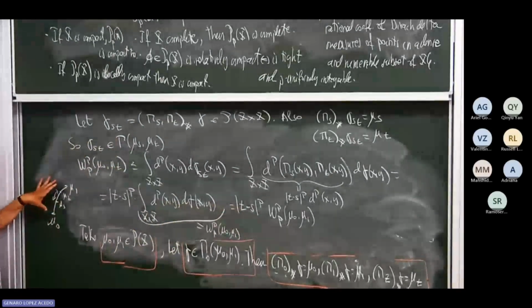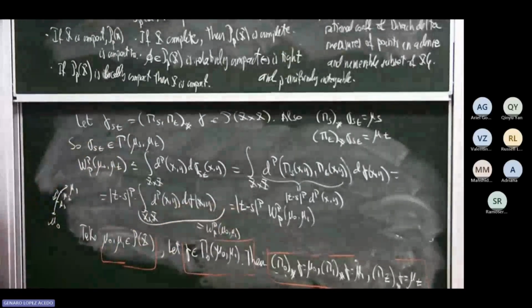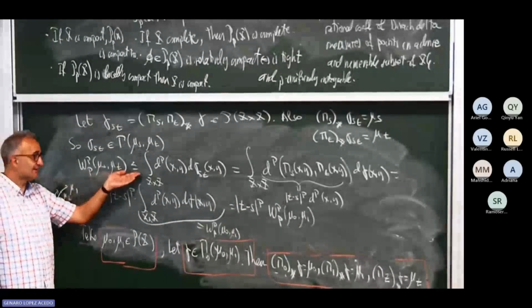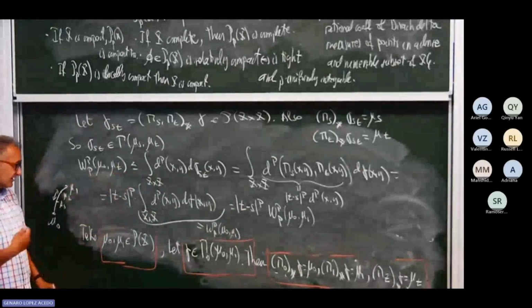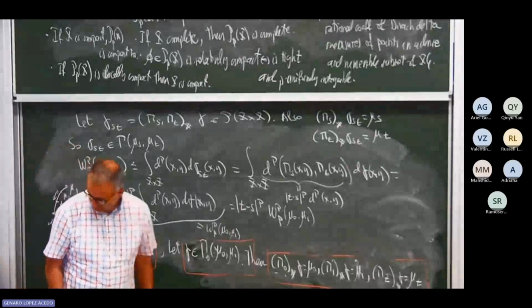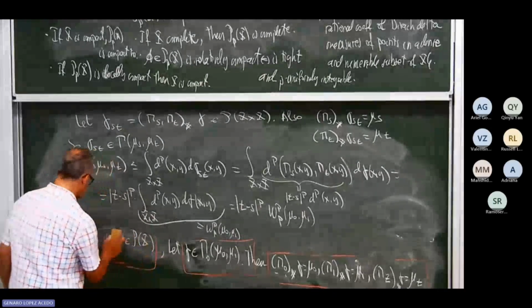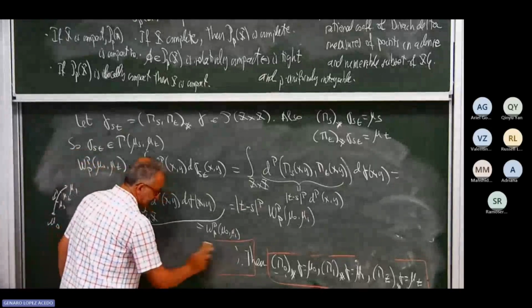times the distance between mu0 and mu1, right? So we need an equality. And it would be very surprising to have a strict inequality here, because that would be against the triangle inequality. How we make that equality is very simple.